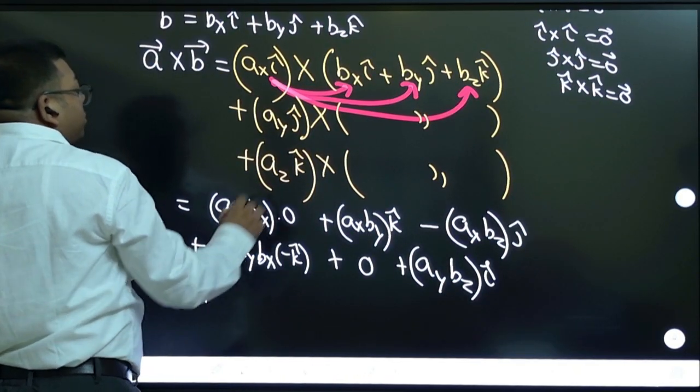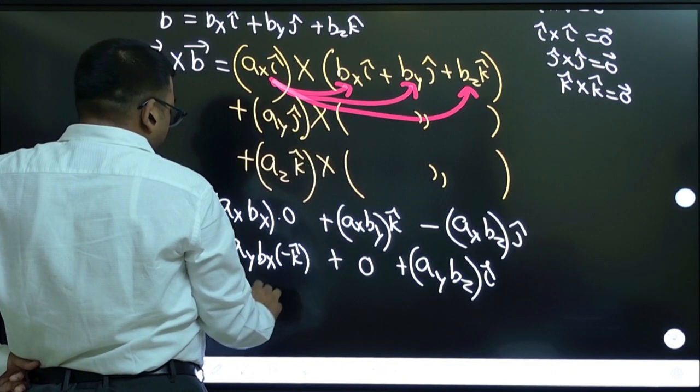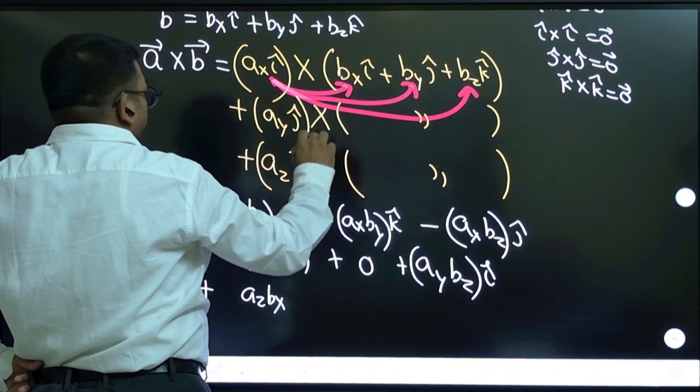For the third term we have to take Az k cap. So Az Bx will come, and what is k cross i? What is k cross i?